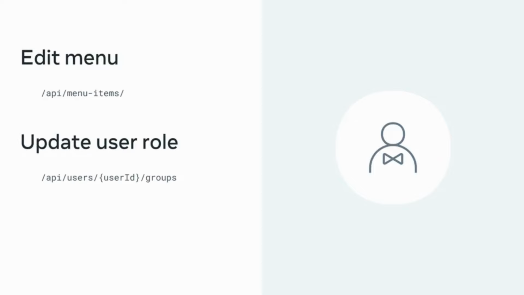Now, first is the manager role. Only managers can use some API endpoints to add, edit, and remove menu items. Managers should also be able to update any user to a delivery person. Next up is the customer role. If a user doesn't belong to any specific group, you should consider them a customer.